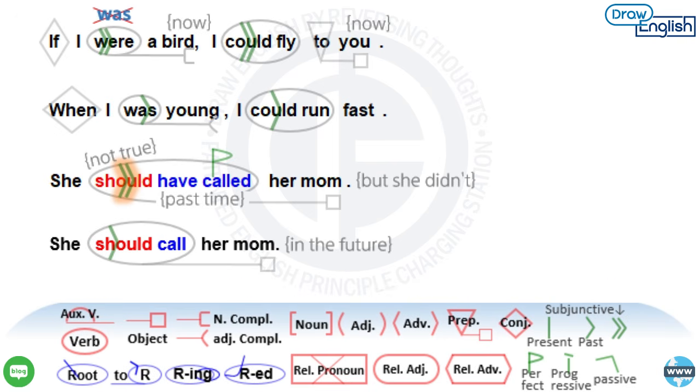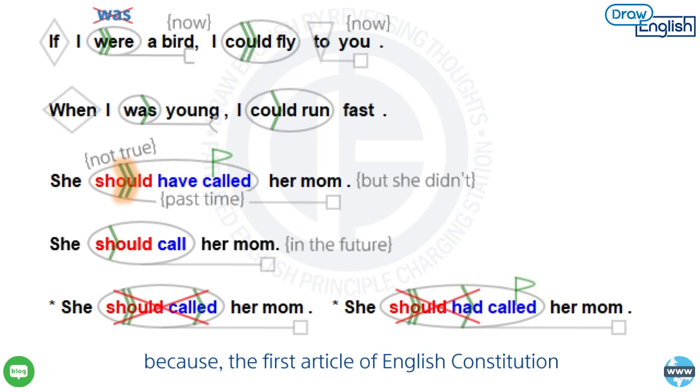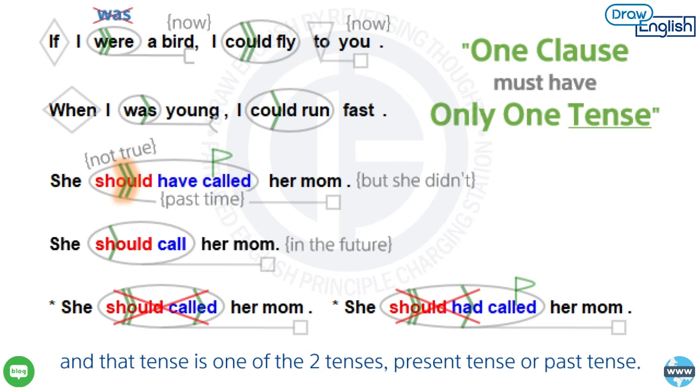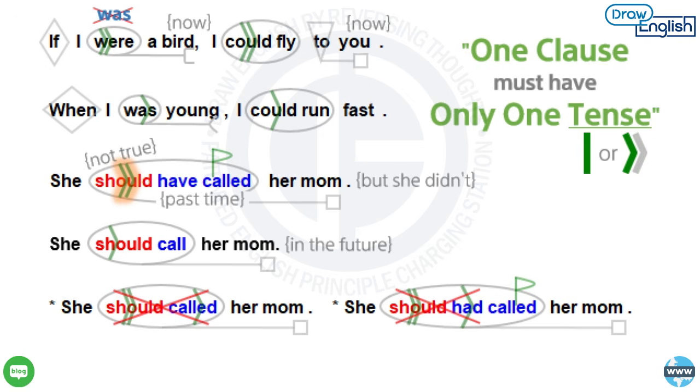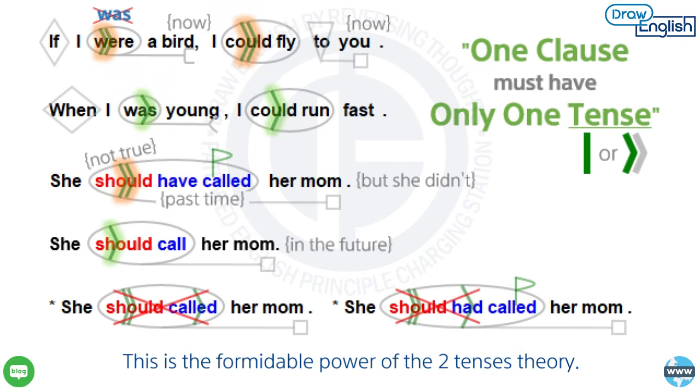That being said, "should called" or "should had called" are completely wrong, because the first article of English Constitution is that one clause must have only one tense, and that tense is one of the two tenses, present tense or past tense. This is incredibly important. These sentences clearly show and prove it. This is the formidable power of the two tenses theory.